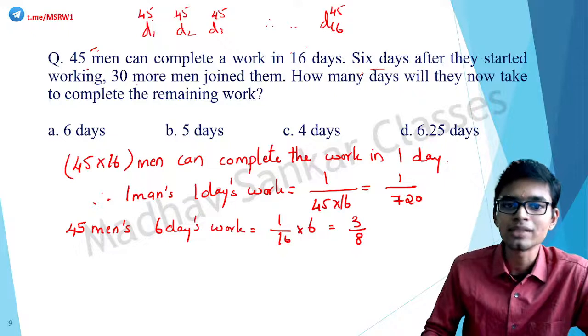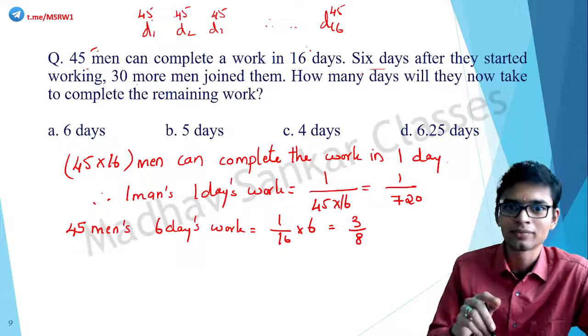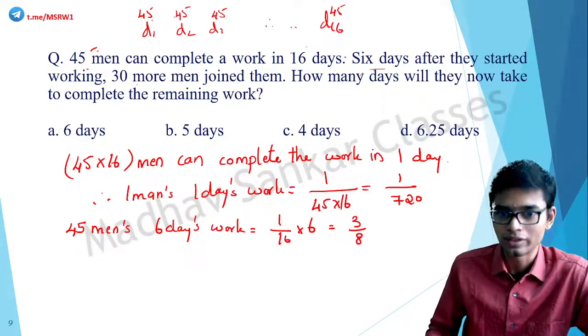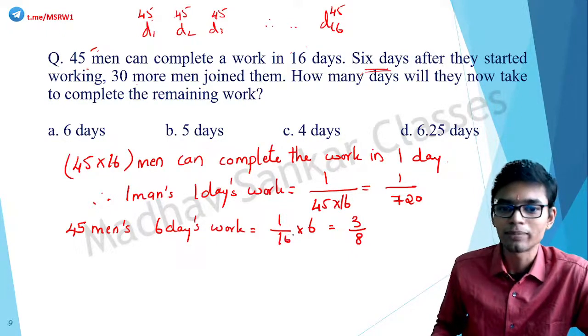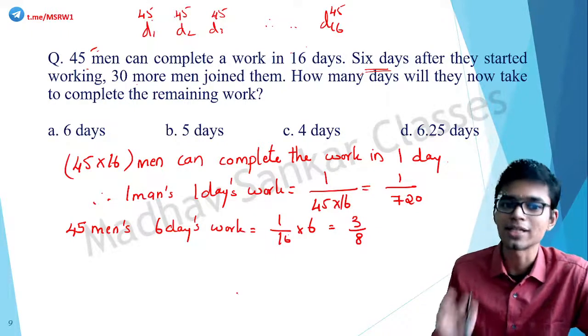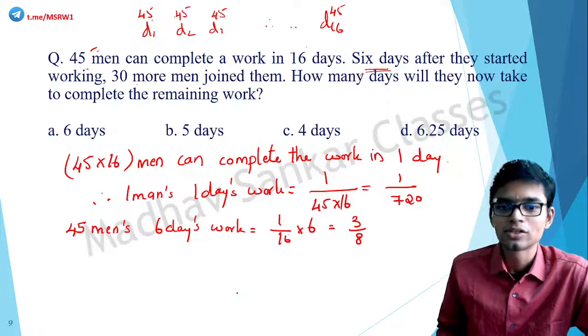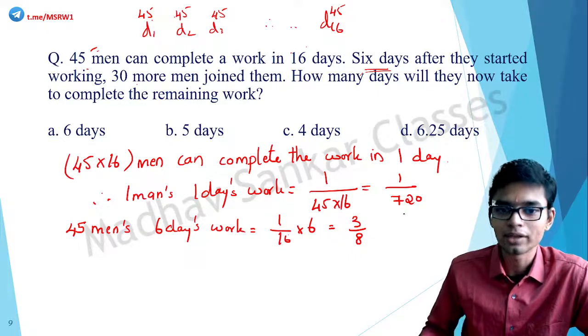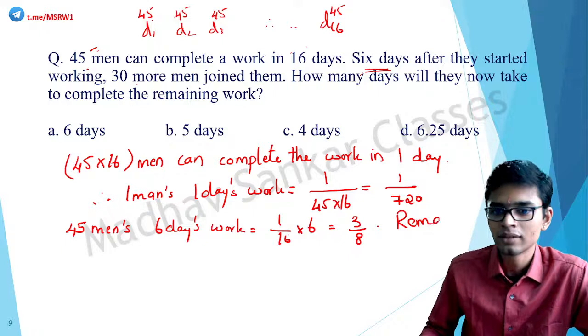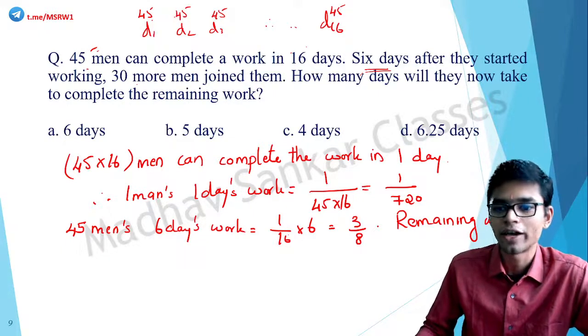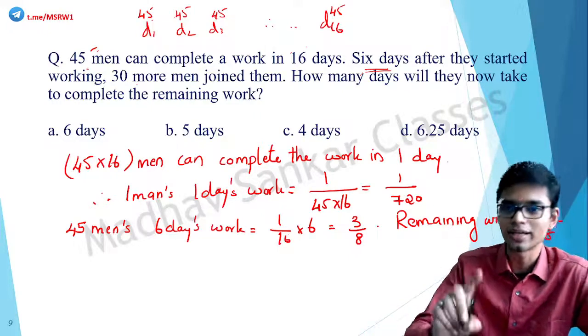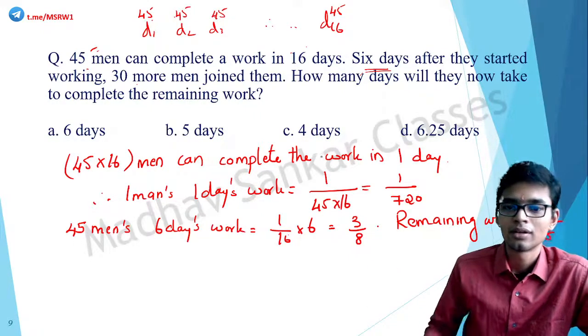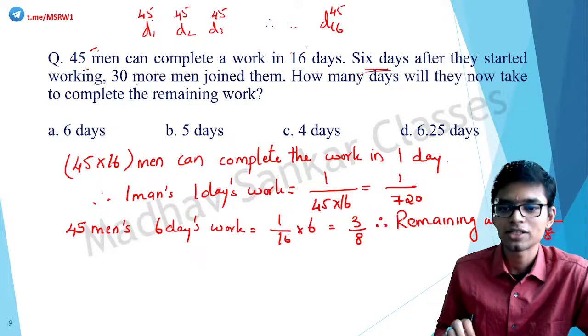45 men can complete their work in 16 days, correct? So their work in 1 day is 1 by 16. They worked for 6 days, so it is 1 by 16 into 6. That is 3 by 8 of the work completed. Correct? So what is the remaining work? It is 1 minus 3 by 8. That is 5 by 8. Clear? That much very clear?